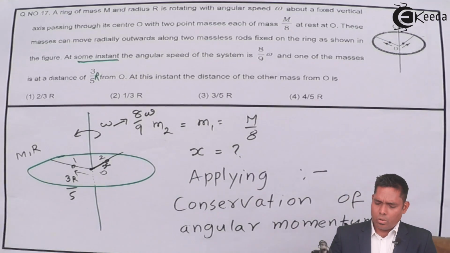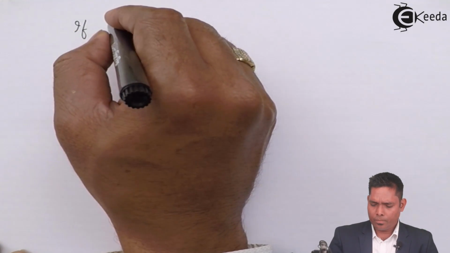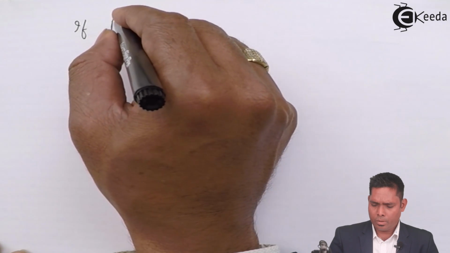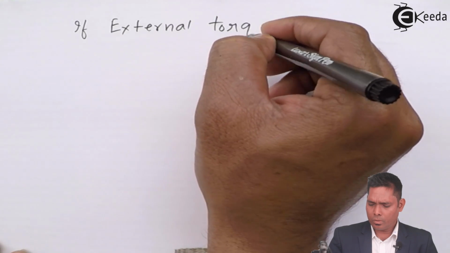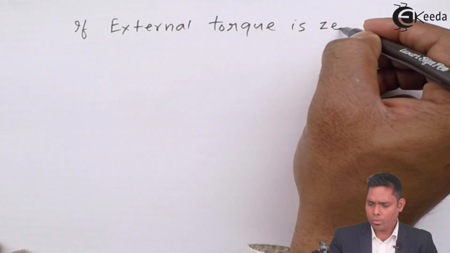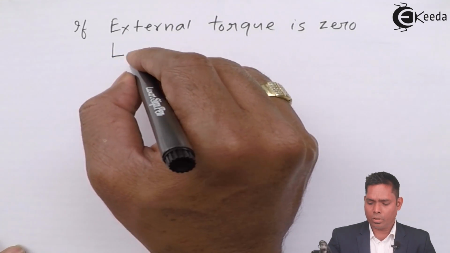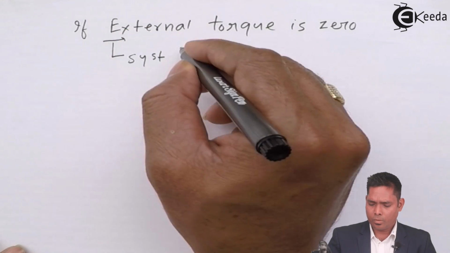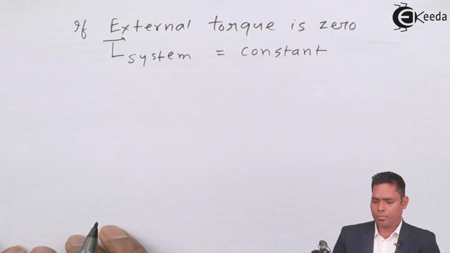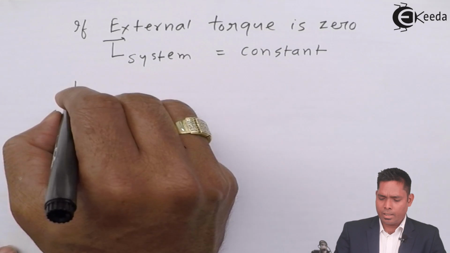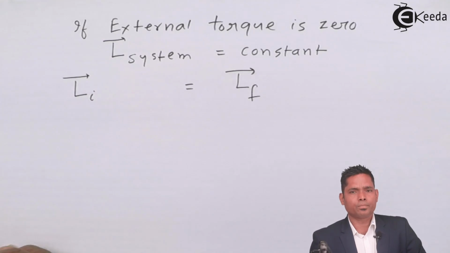So we will write that if the net external torque is 0, the angular momentum of the system is constant. So the initial angular momentum must match the final angular momentum of the system.